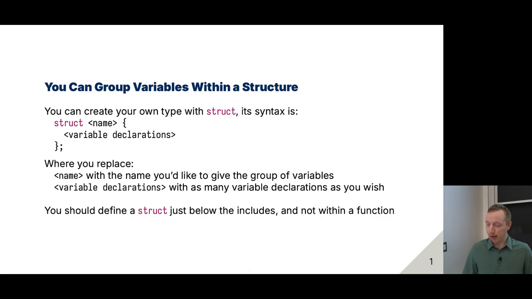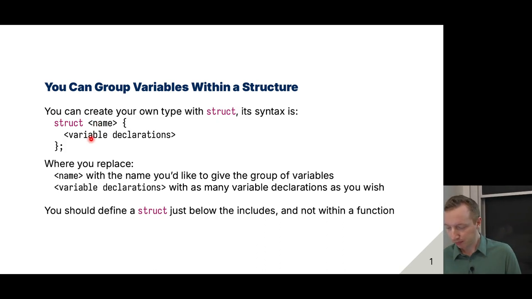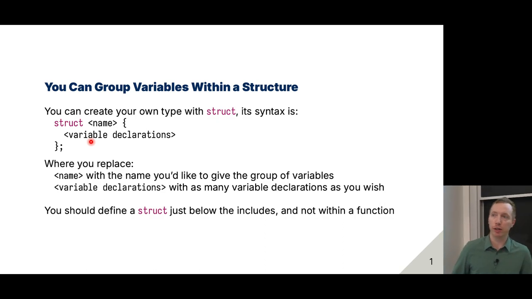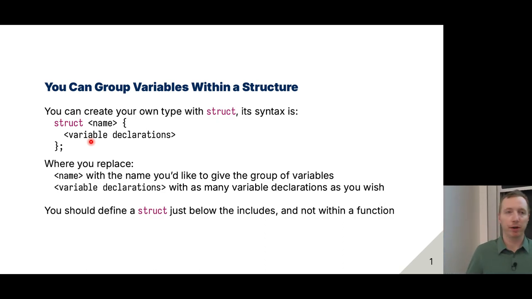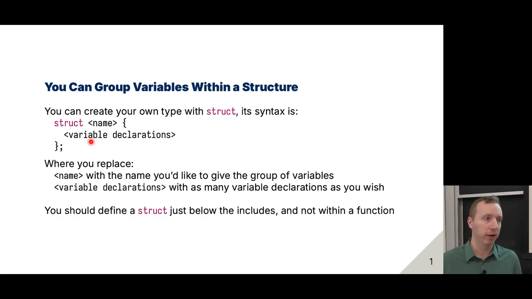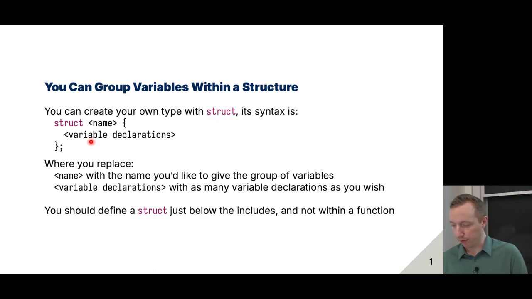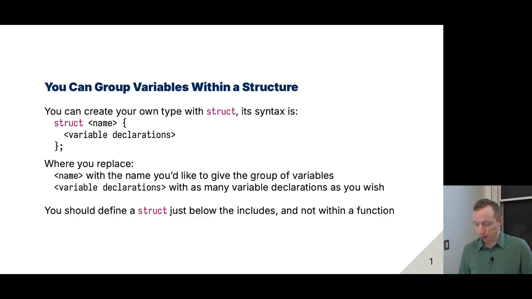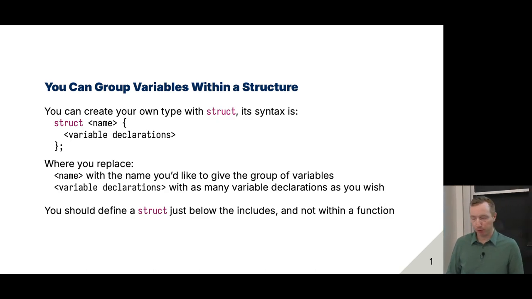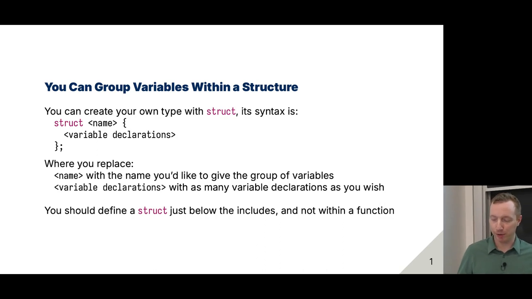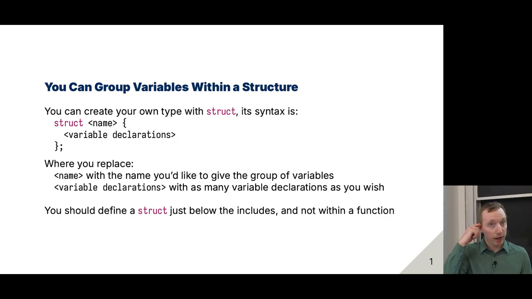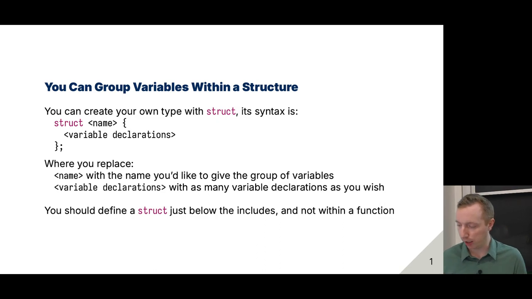So the syntax to define a struct is, you just type the word struct, then give it a name representing what you want to call this group of variables. And then inside of the curly brackets, you can put as many variable declarations as you want, each with a name. Similar to an enum, you define a struct just below the includes, and typically you do not do it within a function.